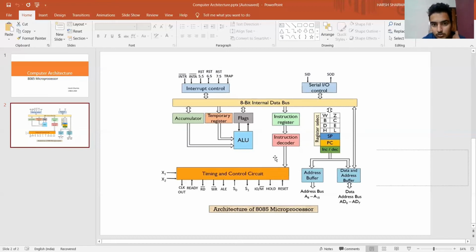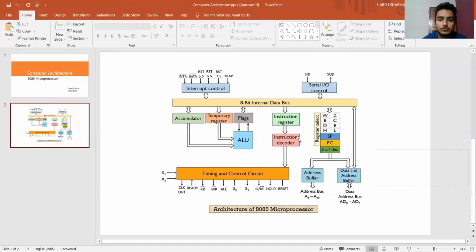So the size of the general purpose registers, that is W, Z, B, C, D, E, H, L, is 8-bit, but we can also use them as 16-bit by combining them horizontally. We cannot combine them vertically, we only combine them horizontally. Like WZ will be combined, BC will be combined, DE will be combined, HL will be combined. So in this way we can use them as a 16-bit register.